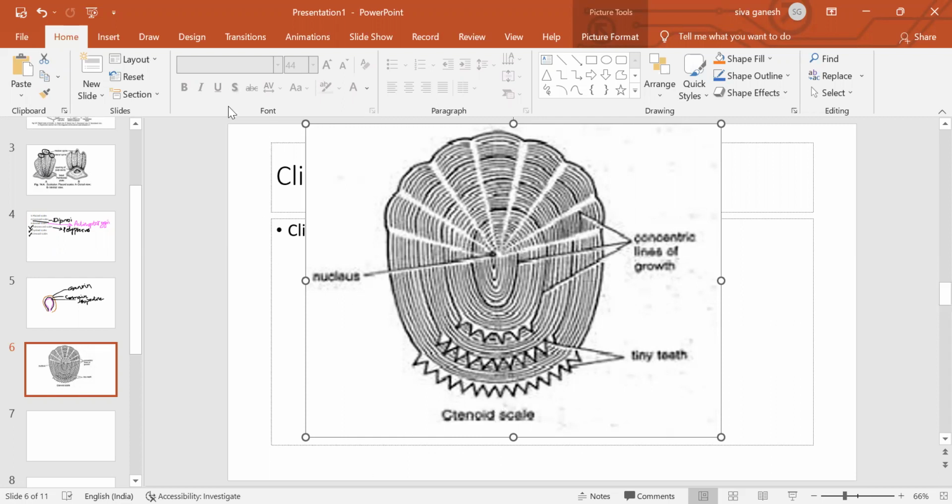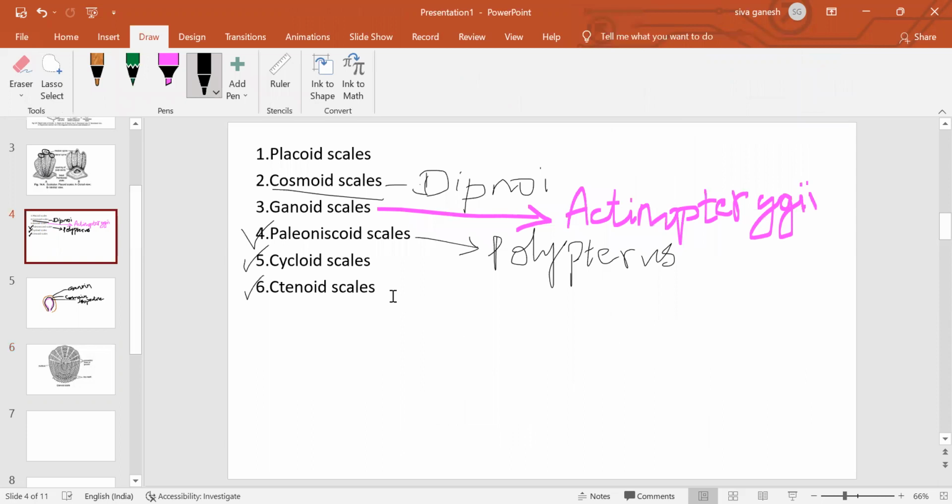Ctenoid scales are present mostly in bony fishes, such as Anabas. They closely resemble cycloid scales in structure, and are also thin, flat, rounded plates of dermal origin. They are formed of hard material similar to bone and are not provided with enamel. Enamel is also absent, as in cycloid scales, which we discussed earlier.